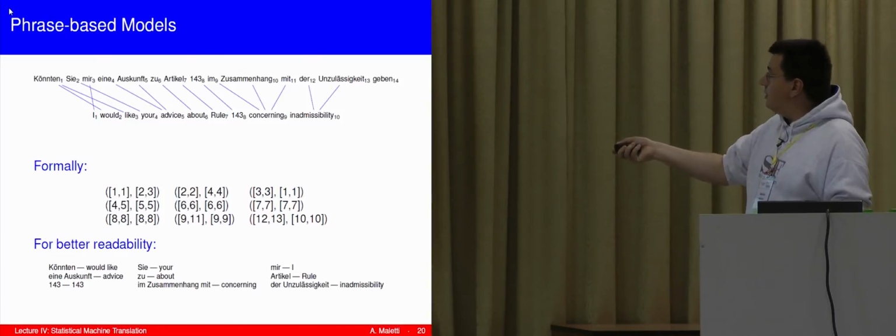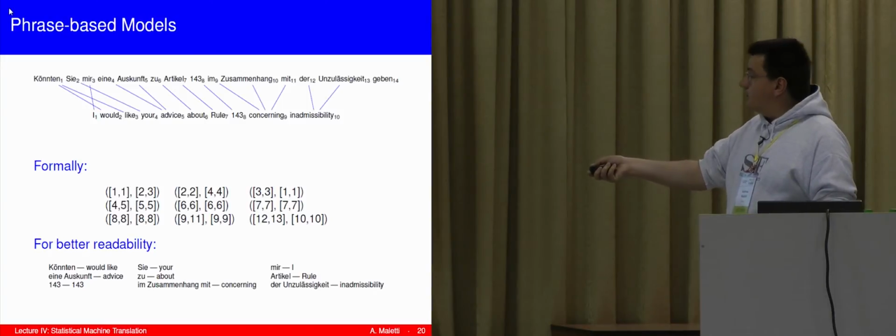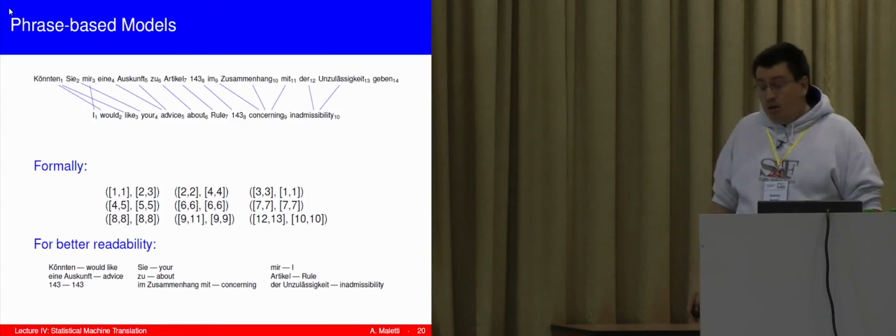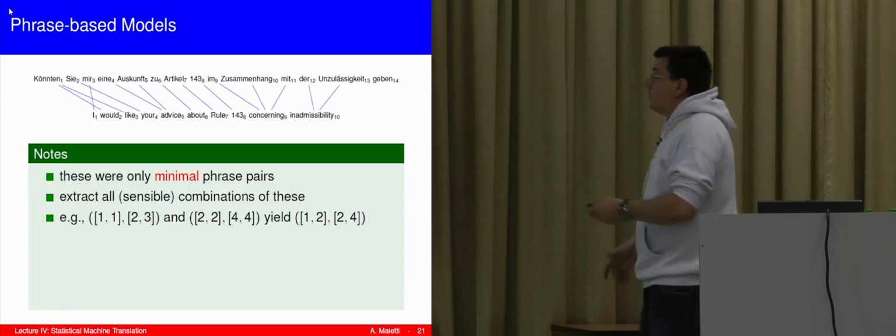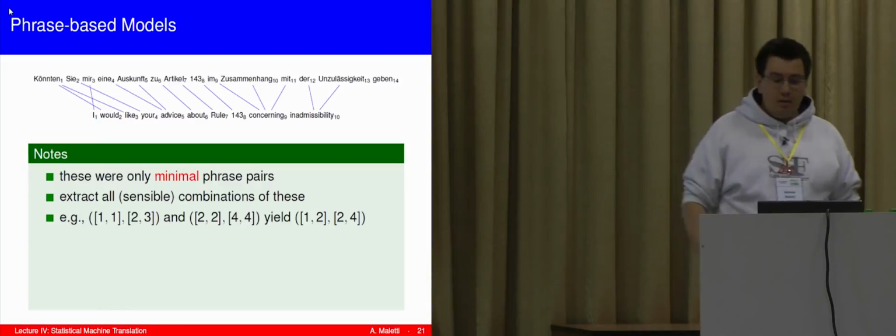So formally you would get this. This corresponds to the following rule, so you could translate eine Auskunft to advice. Now you could also, so these were, as I said, only the minimal phrase pairs, only the smallest ones, making them as small as possible.